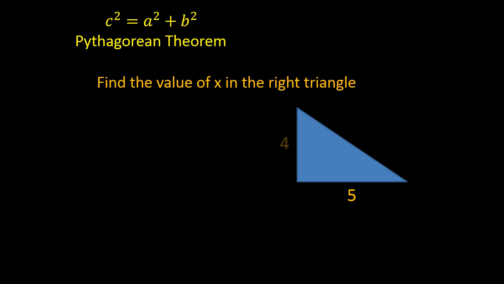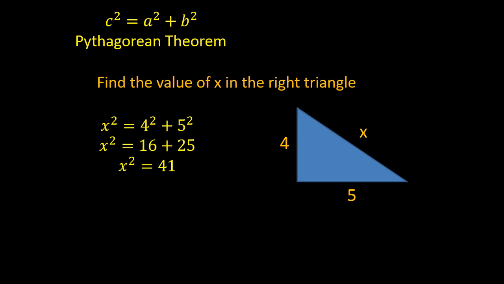How about if we have a right triangle and we know that the legs measure 4 and 5 units and we want to find the length of the hypotenuse? Well, we can say that the length of that hypotenuse, x squared, is 4 squared plus 5 squared, which means x squared is 41. Now remember, we want to know what x is, so we take the square root of both sides and we find out that x is equal to the square root of 41. So it's possible that the length of the side of a right triangle could be an irrational number, in this case the square root of 41.